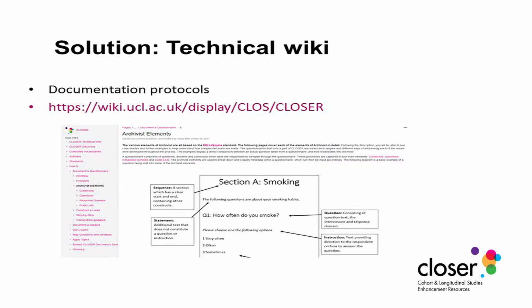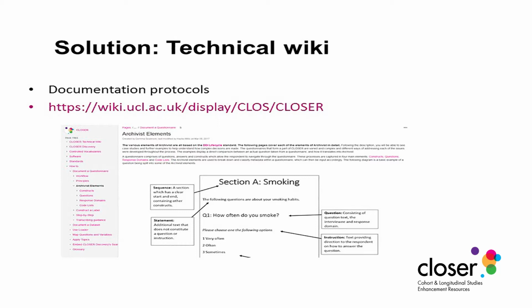Another way of helping with the decision-making process is the Closer Technical Wiki. This is an online set of documentation protocols that is available for people to use. And I will just give you a quick tour of it now. It's a work in progress, and so it is going to be constantly improved and built upon.